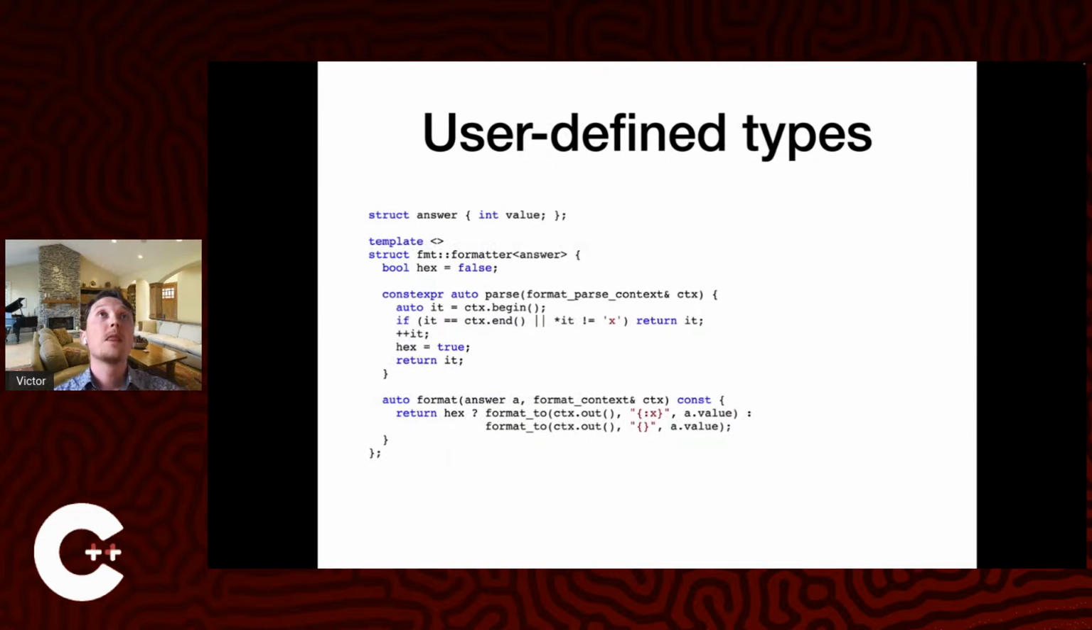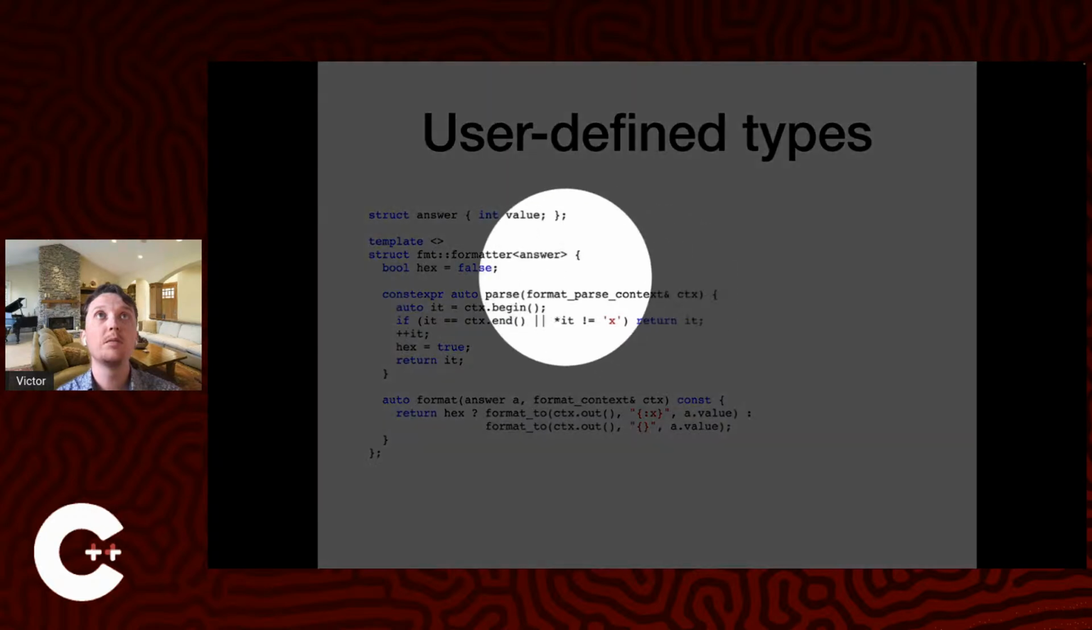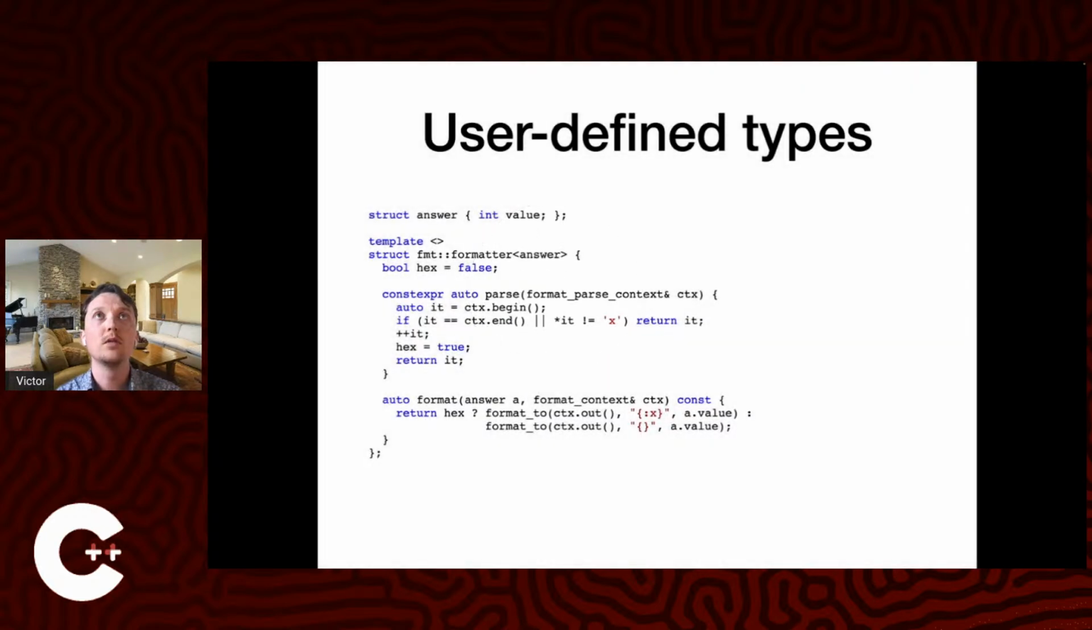Okay. So what do we do for user-defined types? Compile time checks also work there. For example, let's say we have a type called answer, which is a wrapper around an integer, and we want to define a formatter for it, which supports a single format specifier x to format this integer as hexadecimal. Otherwise, it will format as decimal. So all we need to do to support compile time checks is to make the parse function, which parses this format specifier, constexpr. That's it.